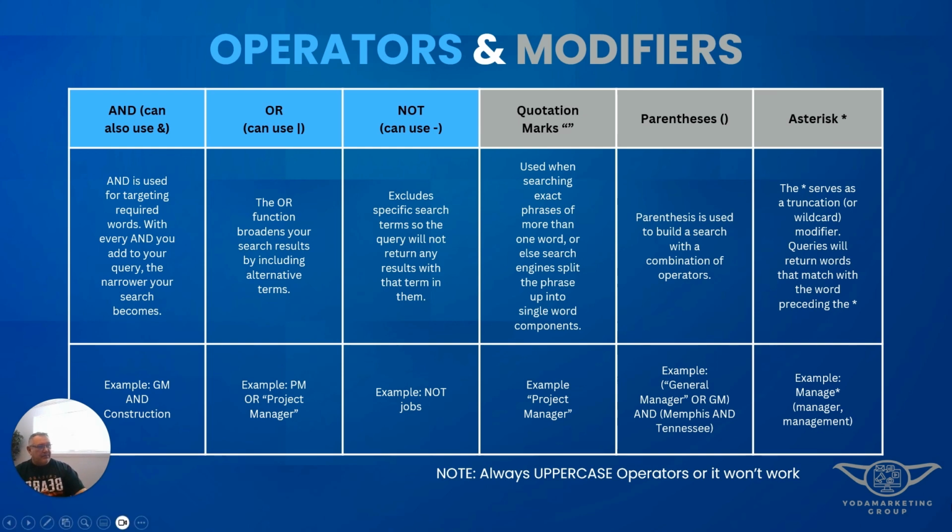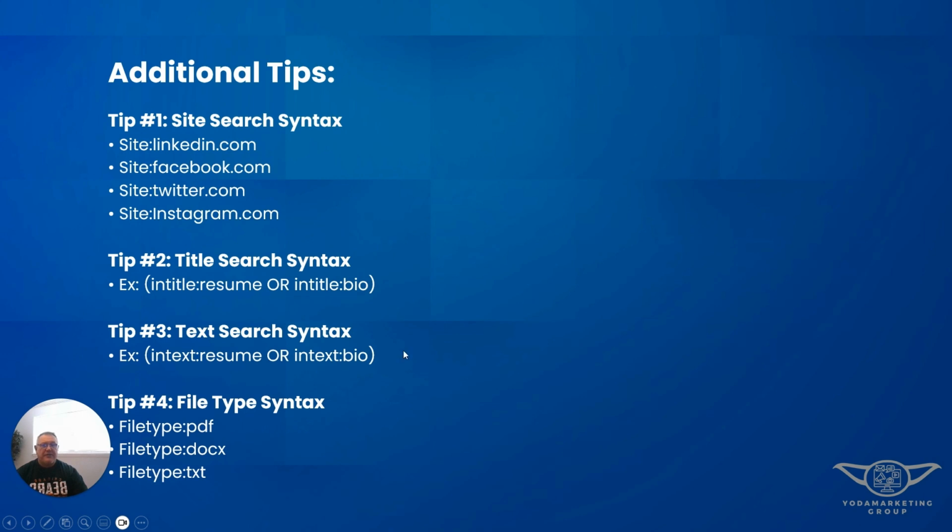And then the asterisk is if you want all of the versions of that word. So in the example here, manage, right? It's going to deliver manager, management, etc. Okay? So it's pretty simple. Those are the basic rules for utilizing this. So keep those in mind. Like I said, you can screenshot that, all right? And then we're going to go a little bit deeper.